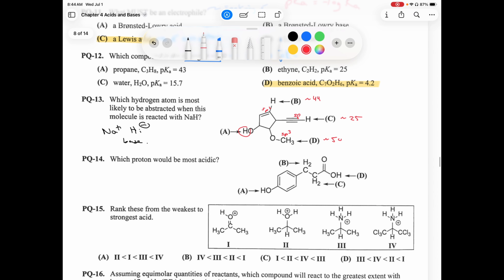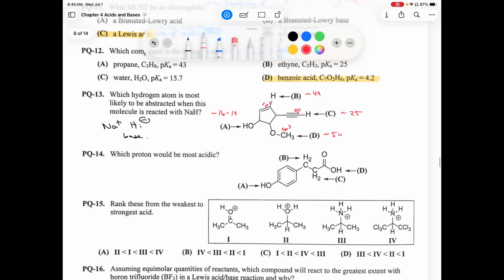And then here we have an alcohol, and so that's going to be somewhere, we'll just say 16 to 18 would be the pKa of that one. And so we can see that the alcohol is certainly the one that's going to get pulled off, right? It's the most acidic. It has the lowest pKa value. So you see how memorizing those, how fast you can answer those.